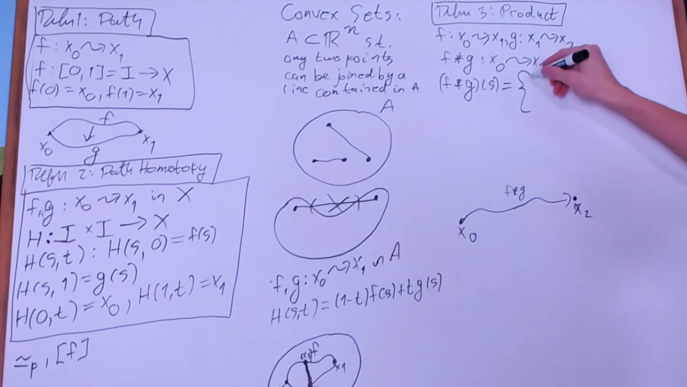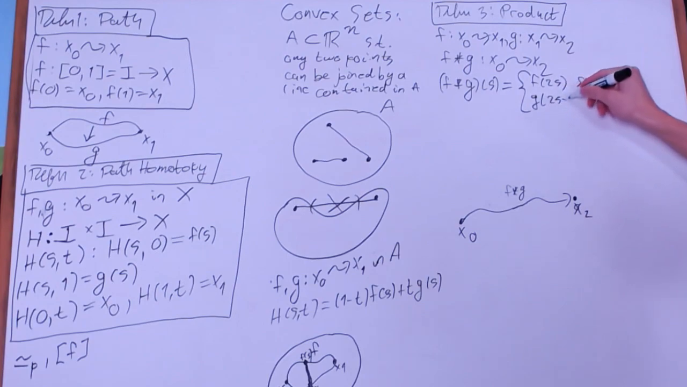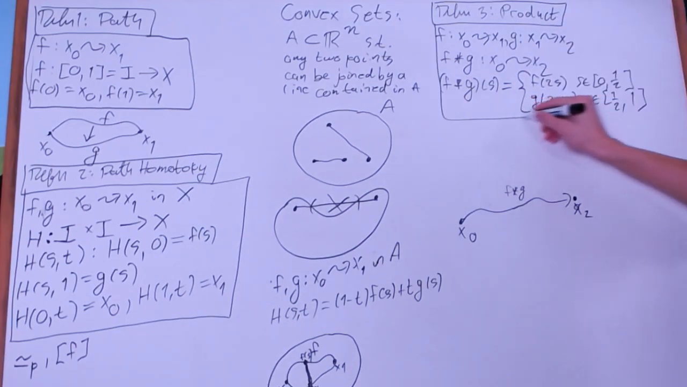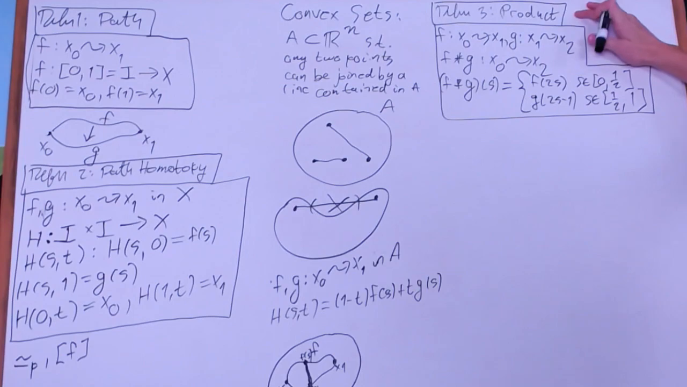Namely, it's going to be f of 2s for s between 0 and a half, and it's going to be g of 2s minus 1 for s between 1/2 and 1. Now, it's very easy to check that this is continuous by the pasting lemma. So, right there, we have the notion of a product. This is going to be algebra. This product definition is going to be our introduction to the actual algebra within topology.